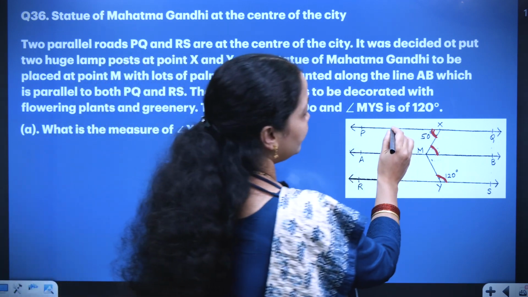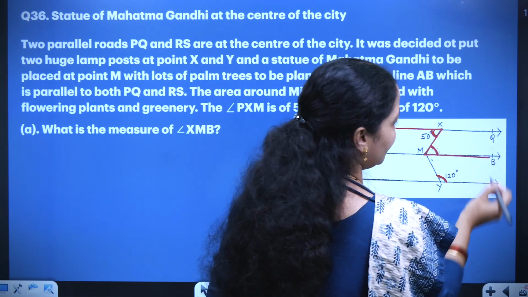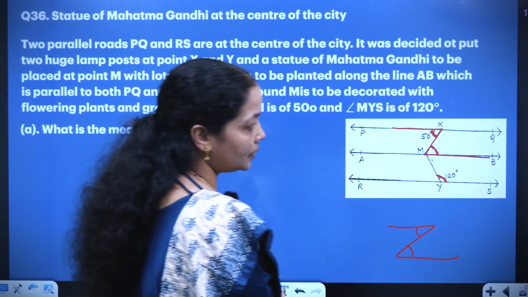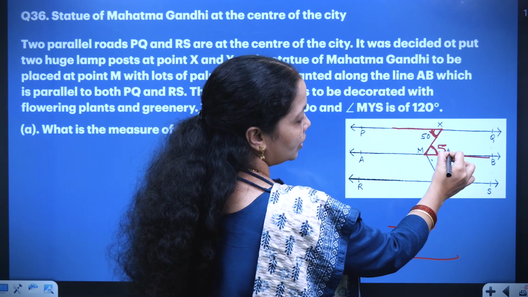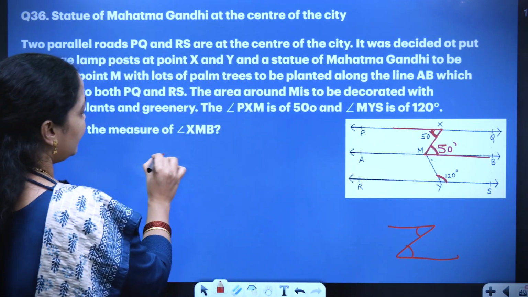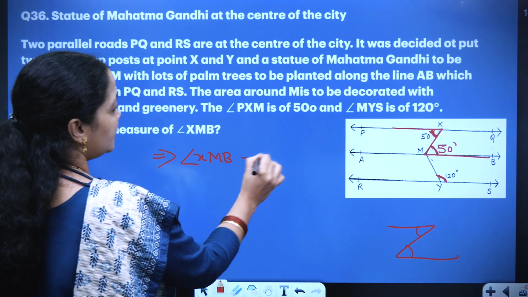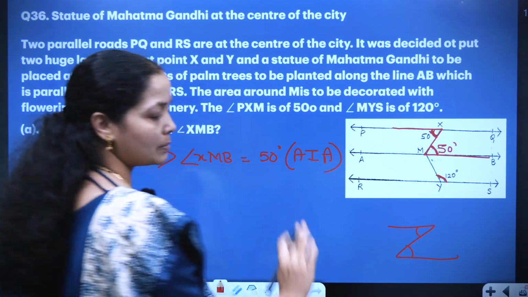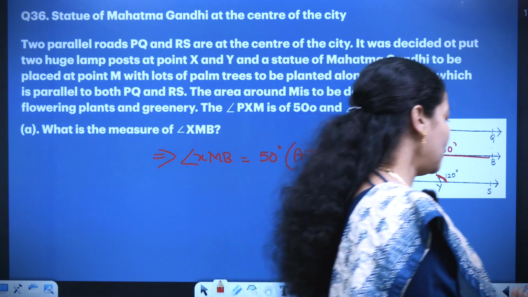When I look at the figure, I don't have to do any calculation. I'll notice the shape. This is a Z shape. If I have a Z shape, these angles will be equal to each other. So if my upper angle is 50 degrees, this should also be 50 degrees. So directly write angle XMB is 50 degrees. Alternate interior angles. No more explanations needed. You have to be quick enough to solve the case study and move on.